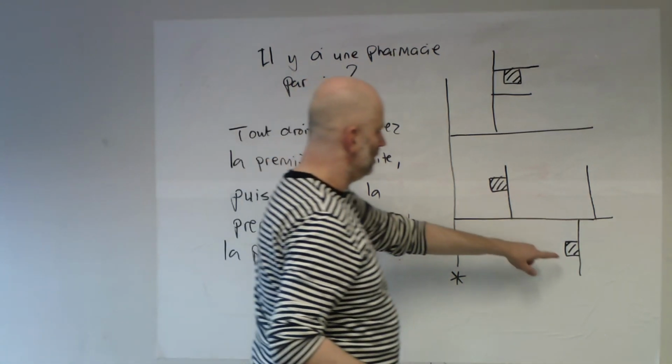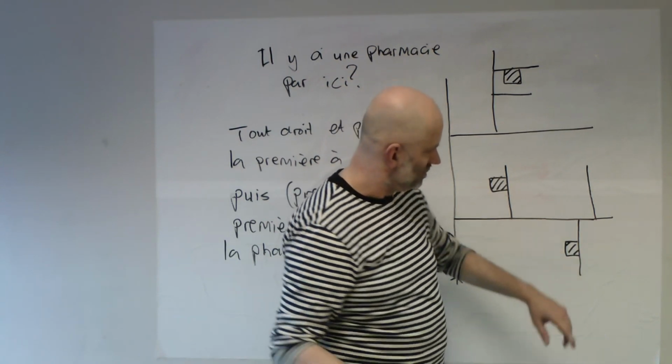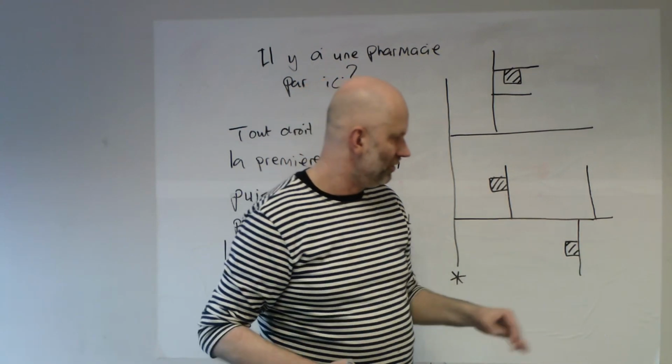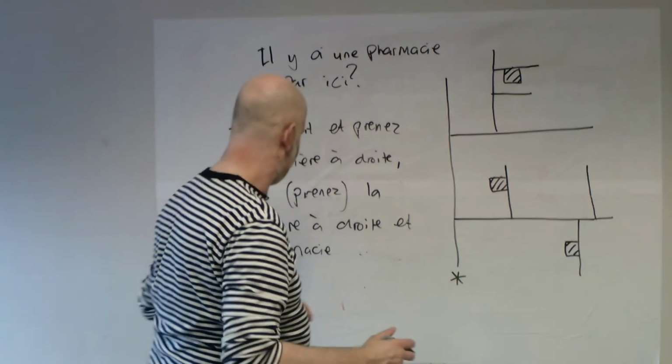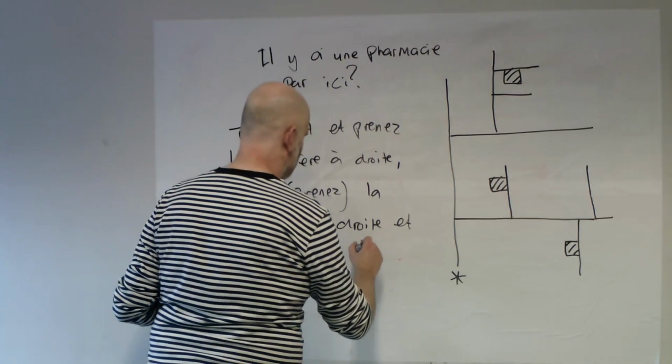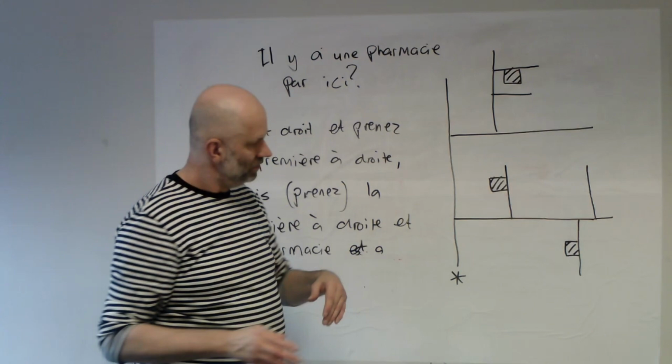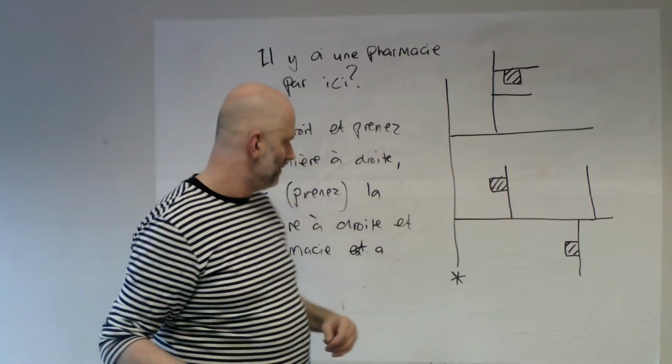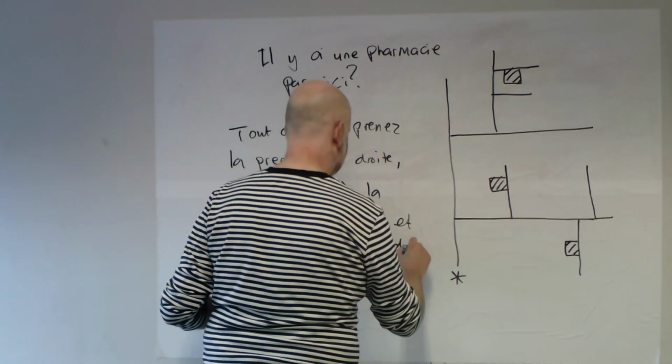Okay, so now we've arrived. We're in the street we need to be in, so we now have to say which side of the road the chemist is on. La pharmacie. Because you're going down, so it's on the right. And droite.